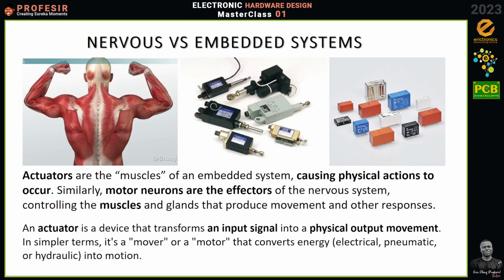Then in the body, we have muscles to perform actions, right? So if, for instance, you touch something that is hot, your hand has to move away. And similarly in embedded systems, probably we want to lock a gate or open something, so we have what we call actuators and effectors to perform those actions: relays, contactors, and all that. So I hope you are seeing the correspondence, the correlation between these two fields, right?